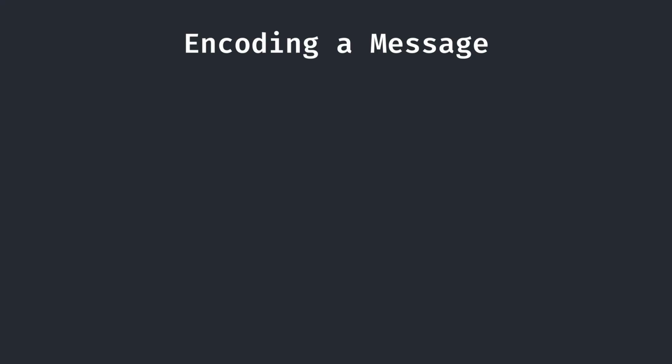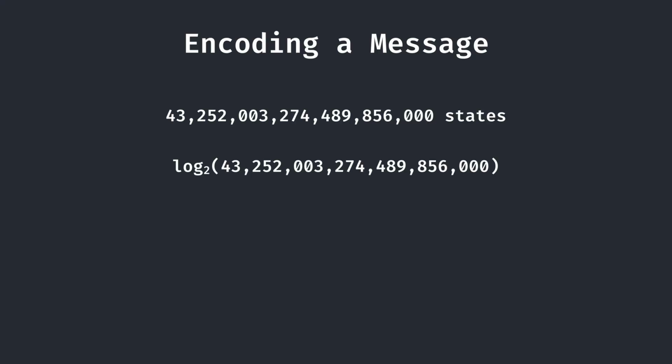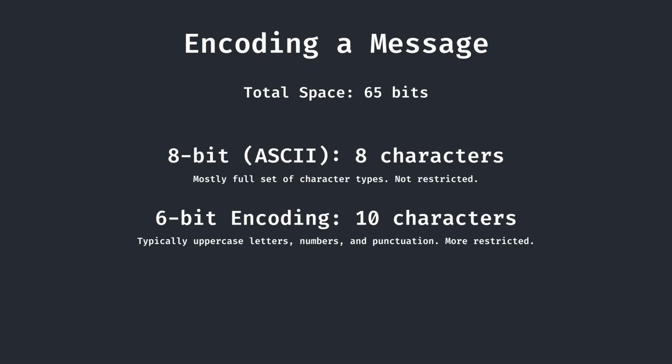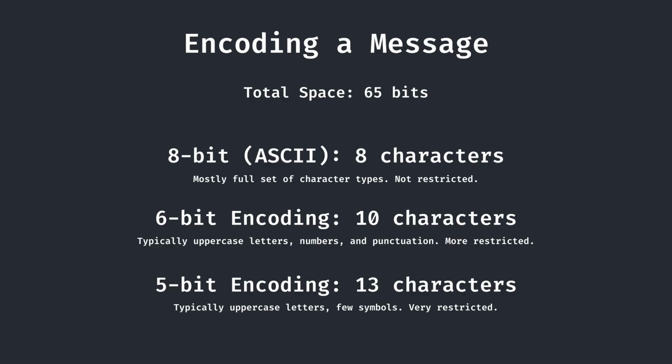Since we have a limitation of only being able to encode up to 43 quintillion, some simple calculations tell us that we have a limit of 65 full bits to work with. That's 8 full bytes, and thus 8 ASCII characters. Of course, using a different encoding format such as 6-bit encoding can get you 10 characters, and if you sacrifice a few more character types, you can use a 5-bit encoding to encode 13 characters.